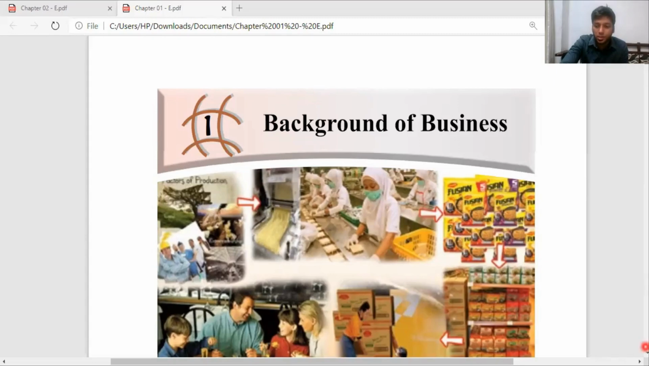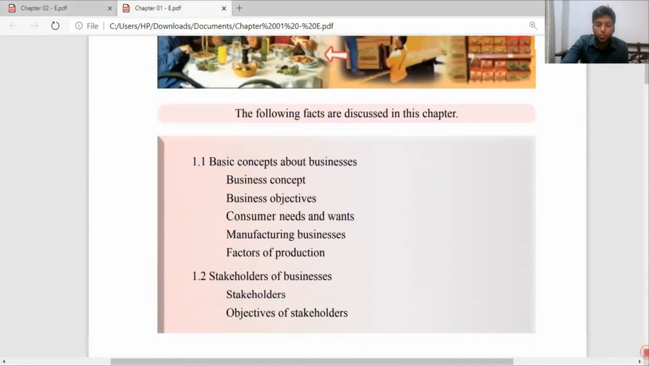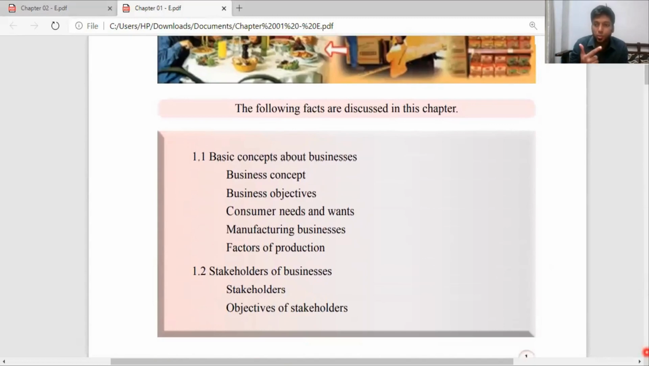So these are the contents we're going to cover today. Number one, we have the business concept. Number two, business objectives, consumer needs and wants, manufacturing business, factors of production, stakeholders, and objectives of stakeholders.